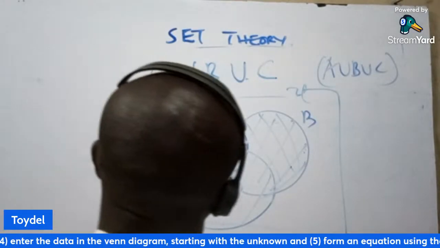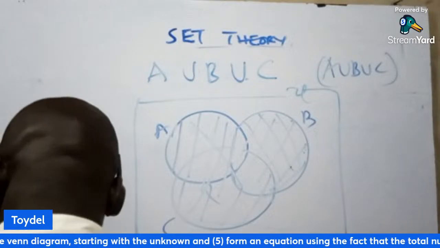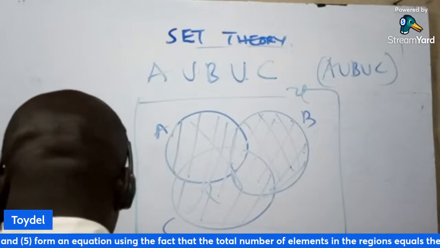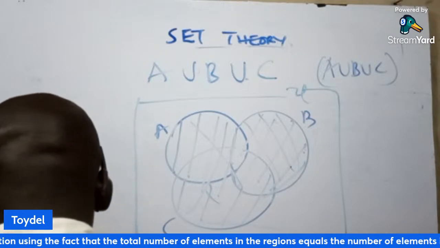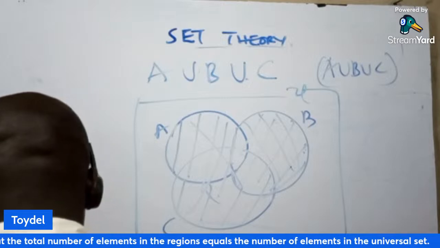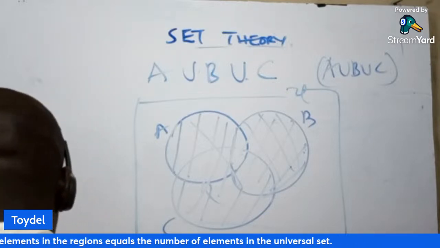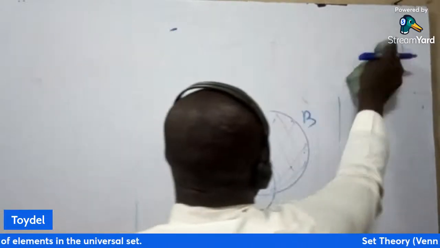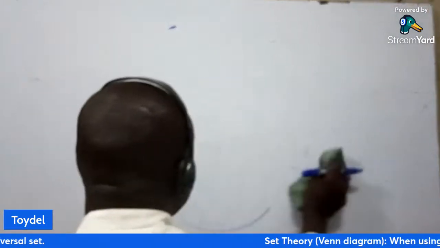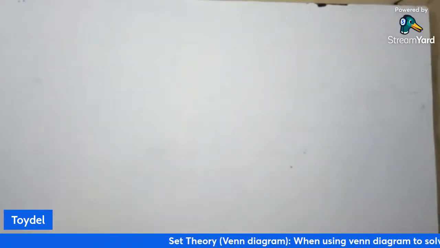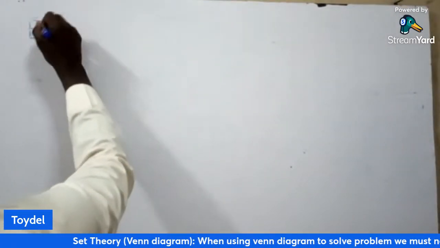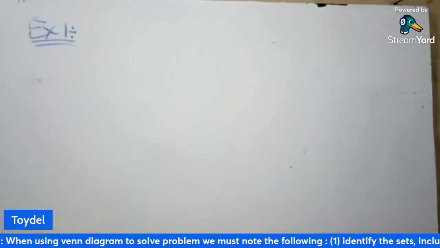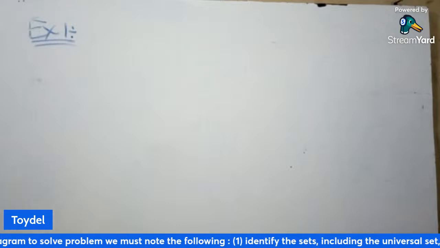So we are expected to be familiar with some of these concepts, because it's actually important for us. So I will want to give one or two examples under set theory notation. Now let's take an example. Let's say example one.